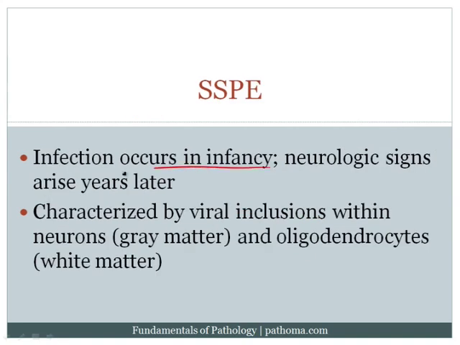Infection actually occurs in infancy, and then the damage takes time until eventually the neurologic signs arise years later. It's going to be characterized by viral inclusions. Again, this is due to measles virus within both the gray matter and the white matter. Again, you've got a panencephalitis. And so when it's in the white matter, that's going to be damaging the oligodendrocytes.